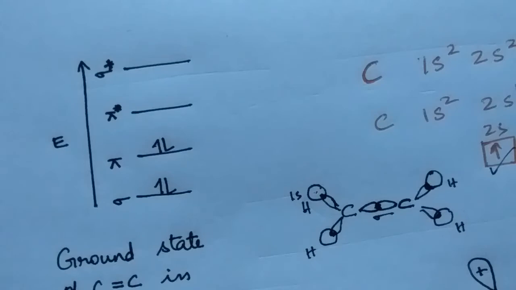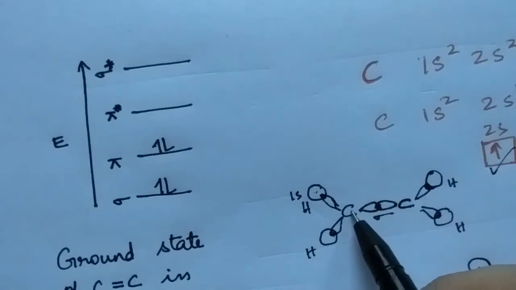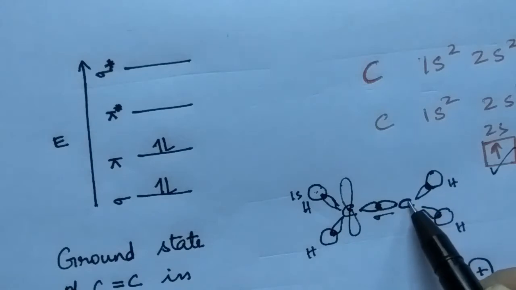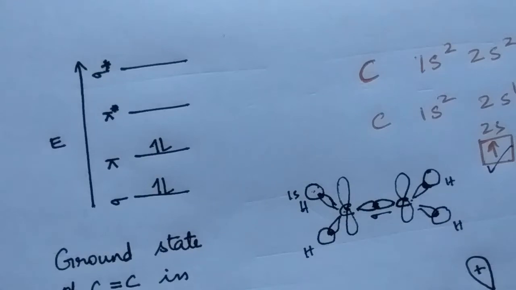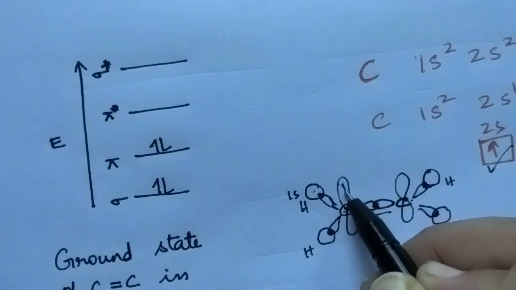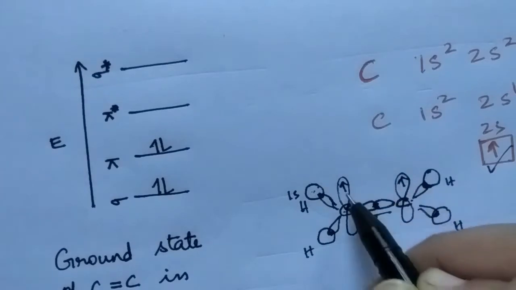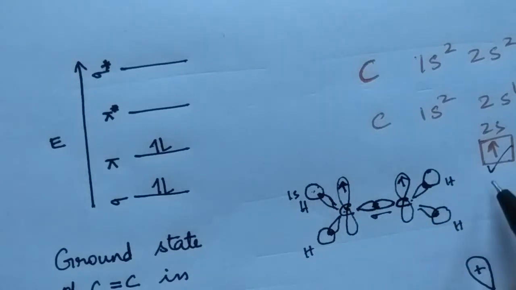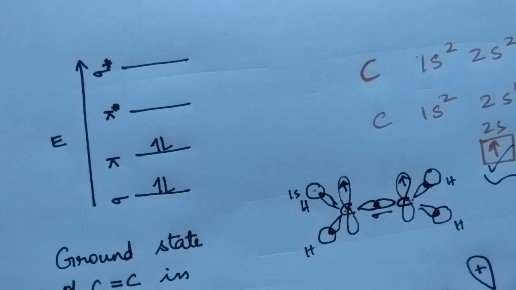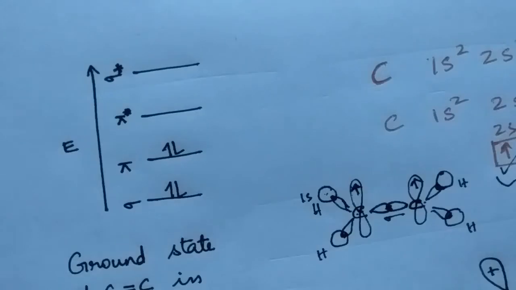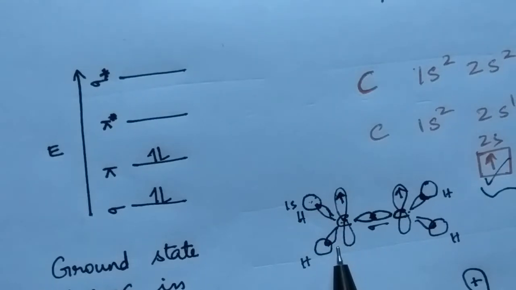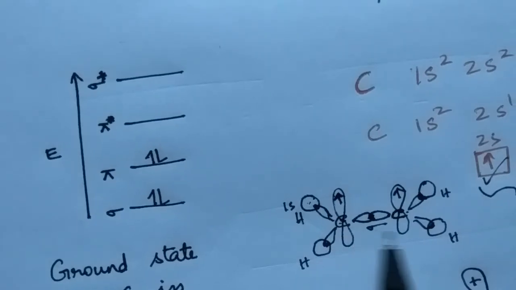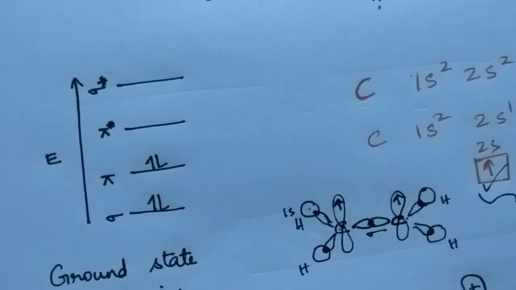Now we'll be having one more orbital, and this orbital will be perpendicular to this plane. So carbon will have one more orbital which is perpendicular to the plane, and this will have a single electron. So these together will be forming sp2, and then it has a single electron in the p orbital, and this p orbital is perpendicular to the plane of the ethylene molecule.